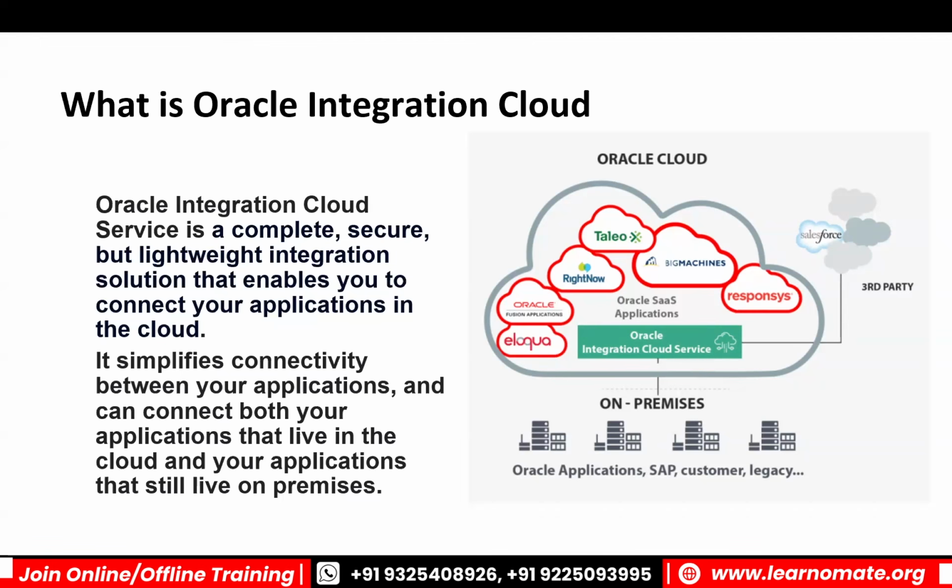So let me explain in simple terms what OIC is. Nowadays, no system can do its job alone. At some point, they have to interact with other systems. OIC is there for data communication between multiple systems. Simply put, it is data communication.